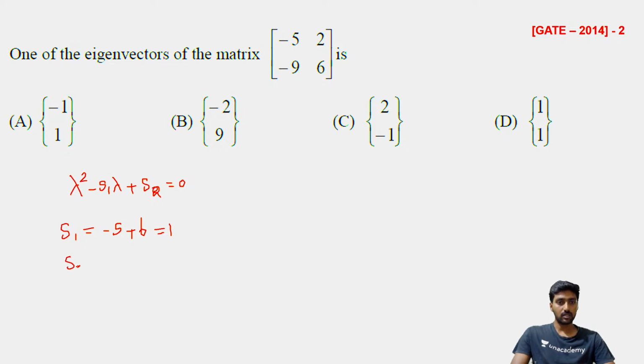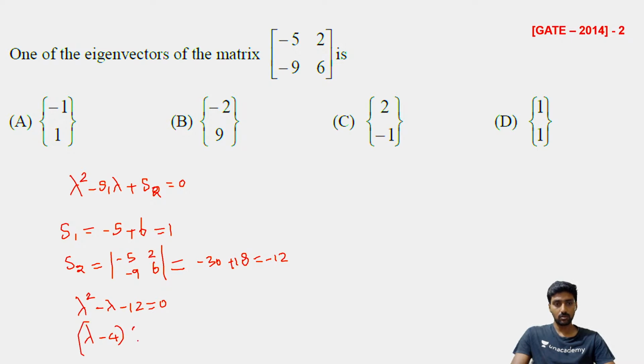And s2 is equal to the determinant of the matrix, minus 5, 2, minus 9, 6. It's for the 2 cross 2 matrix. For the 3 cross 3 matrix, it's s1, s2, s3 values. I will show you. Now, minus 30 plus 18, it's equal to minus 12. Now substitute: lambda square minus lambda minus 12. Multiplication minus 12, addition minus 1. So it's lambda minus 4 into lambda plus 3 is equal to 0.